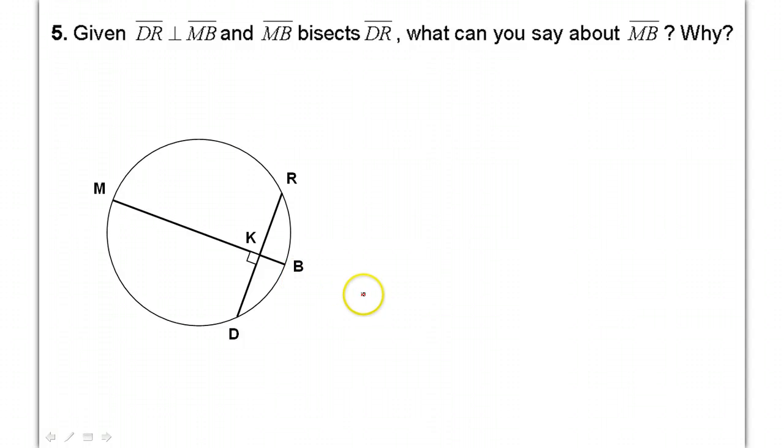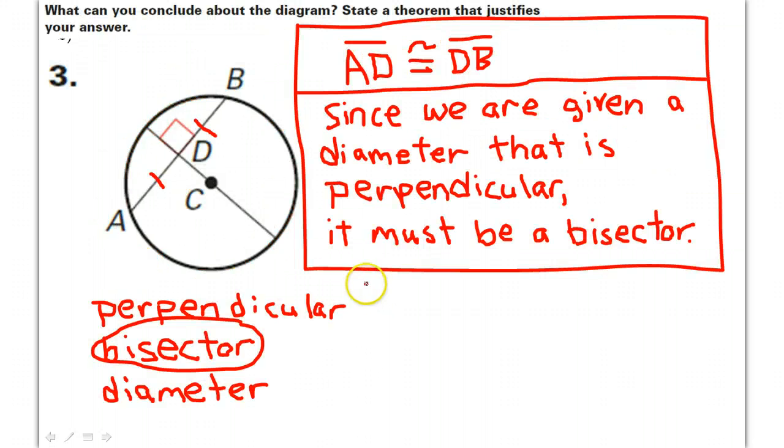Alright, this is again almost the same situation as problem number 3. In fact, let's glance back. Looking at problem number 3, remember when in a situation like this we had to ask ourselves about the three words that are related: perpendicular, bisector, and diameter. If we are given any two of these, we can know that the third one is true.